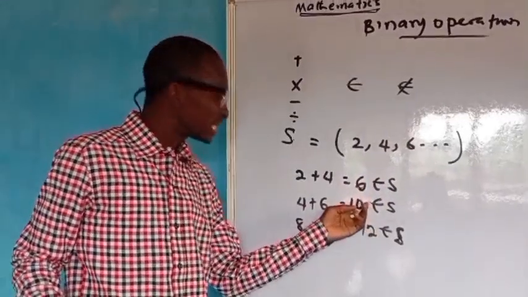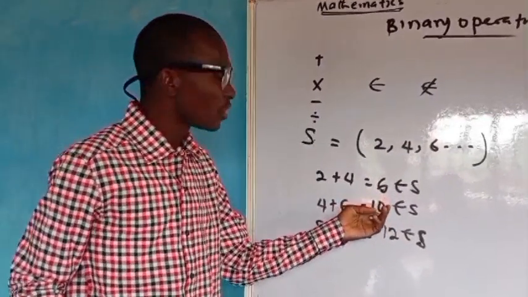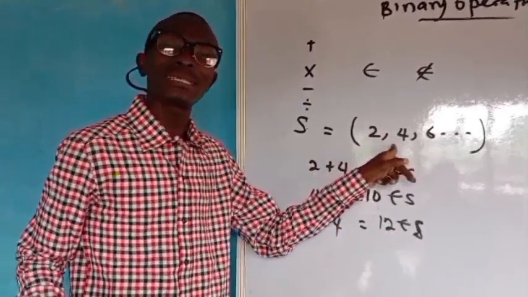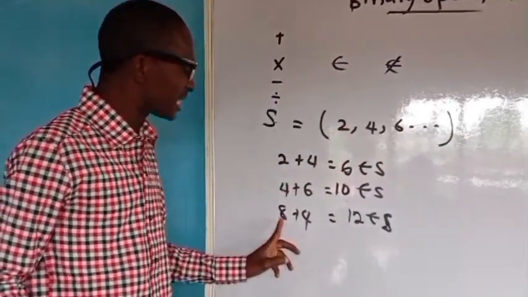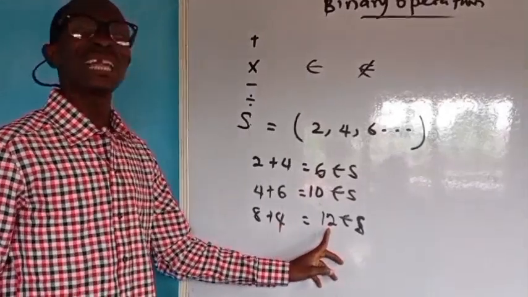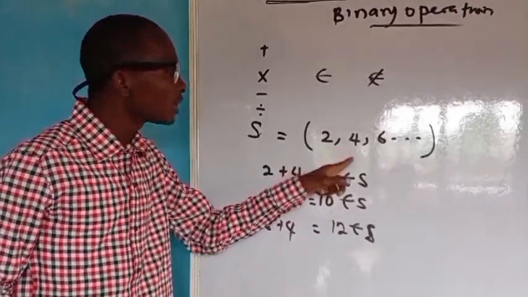This 10 here is a positive even number. Now we say 8. 8 is a member of the set, a positive even number. 8 is an even number, plus 4, another even number, gives you 12, an even number.